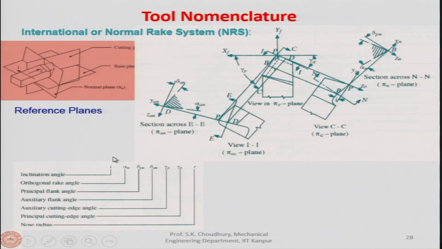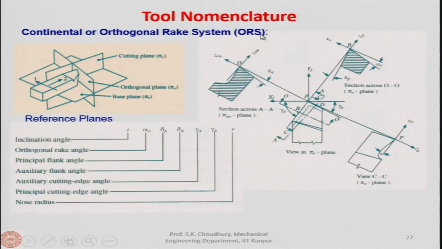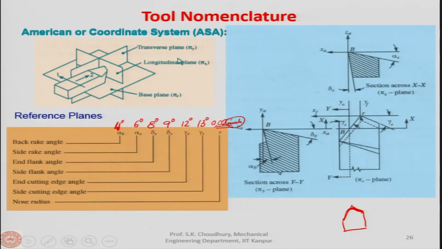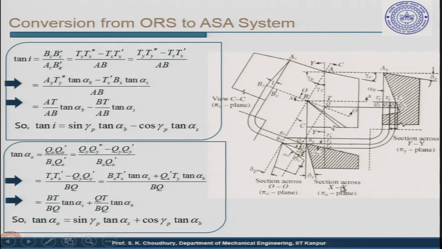If the first angle is given as, let us say, 1 degree or 0 degree, you cannot say that this angle is anything else but the inclination angle, and you have to read it in this sequence. Now, what happens is, suppose we purchase a tool in the coordinate system, and we have to use it in the orthogonal rake system. Since the orthogonal rake system nomenclature is different than this coordinate system or the American ASA system, we have to convert these angles to our system. Now, this conversion is actually not very difficult.